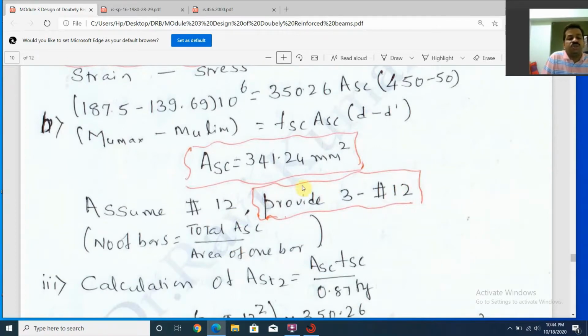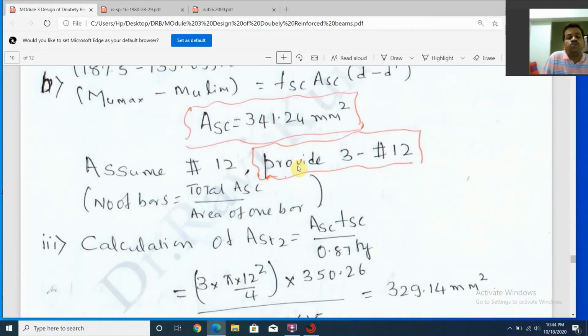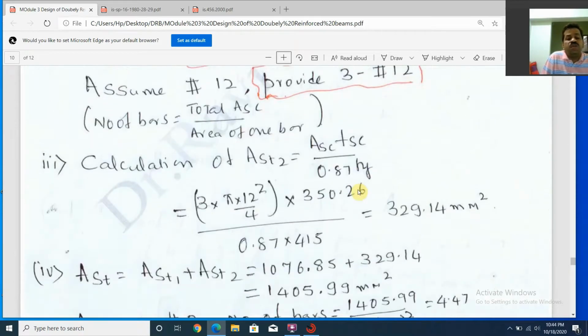So you can find out that AST1 is 341.24 divided by pi into 12 square by 4. We'll get 2.99, so hence it is rounded to 3 bars of 12. And similarly, we find out the AST2 for FSC by 0.87 fy. Hence, it is provided as 3 bars of 12.